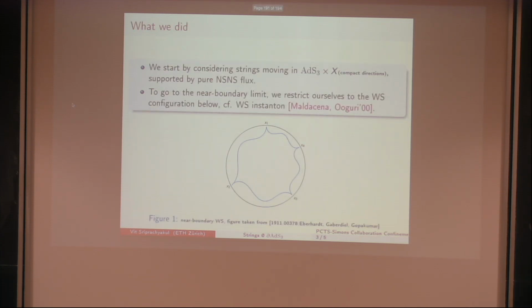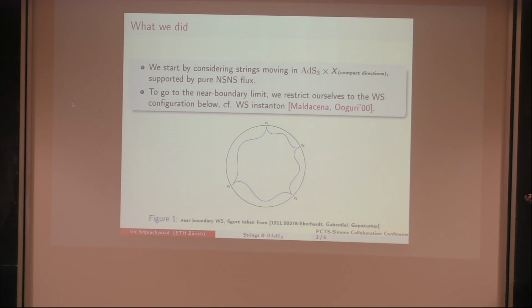All right, so let's go back to the near boundary limit. We start as usual by writing down the string theory that describes strings moving in AdS3 times some compact directions, and the compact direction I denote by X. And then I will assume throughout this talk that this background is supported purely by NS-NS flux, so I do not turn on any Ramond-Ramond flux at all.